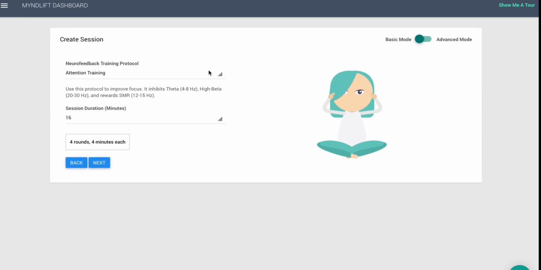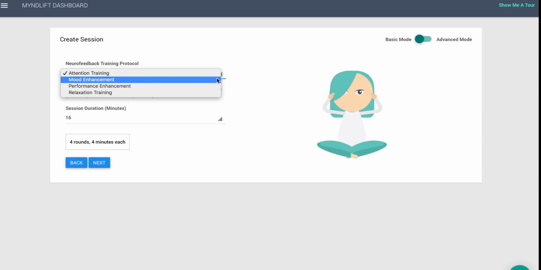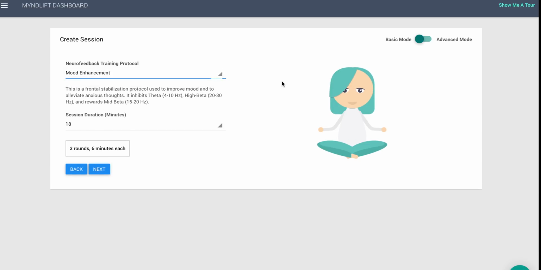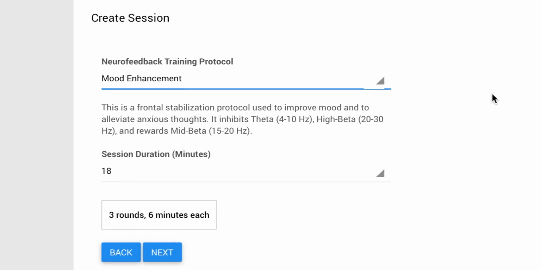So similar to the basic mode attention training, we have different settings. Taking a look at the mood enhancement setting, they call this the frontal stabilization protocol. And the idea is to promote mid beta in the frontal lobes while limiting high beta, which is reflective of anxiousness, and theta, which is reflective of being drowsy. So you want that nice middle ground for that mood enhancement optimization.